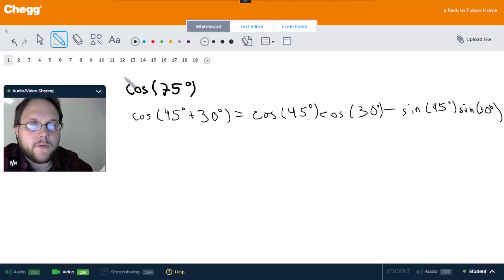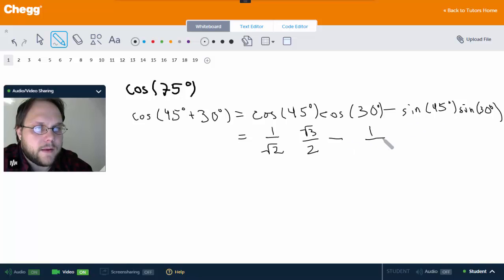because these are all angles from special triangles. So cosine of 45 degrees, that's 1 over the square root of 2. Cosine of 30 degrees, that's going to be the square root of 3 over 2. Sine of 45 degrees, 1 over the square root of 2 again. Sine of 30 degrees, that's going to be 1/2.